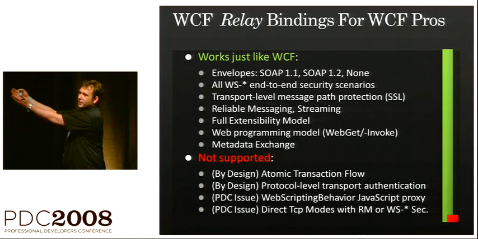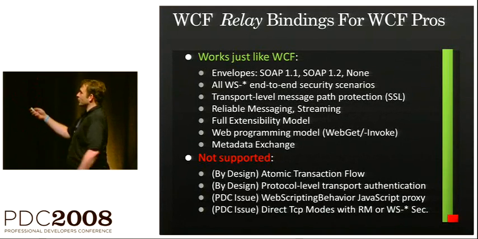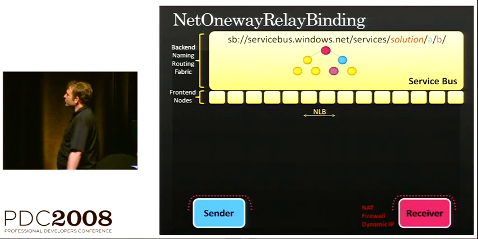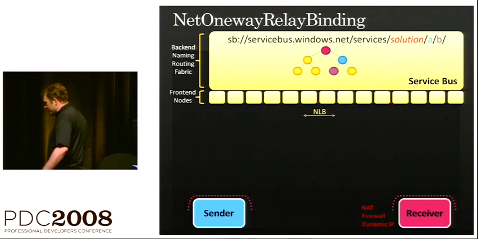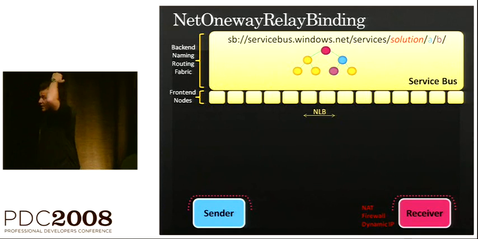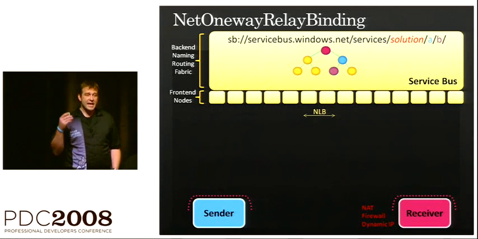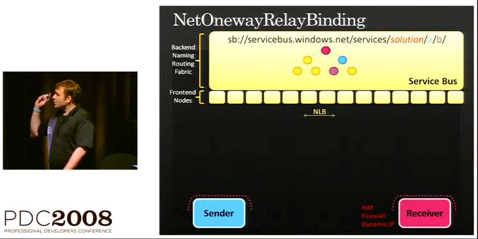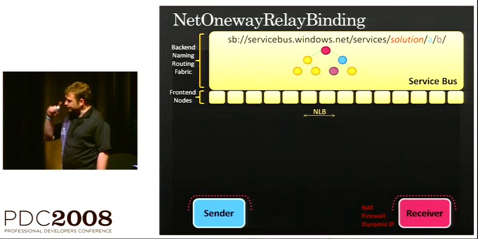The not supported stuff got a lot of airtime on this slide, so I just want to make it visible here. Okay, let's dive into this. The net one-way relay binding is our most fundamental binding, and actually all connection modes use this for coordination. You'll see that.